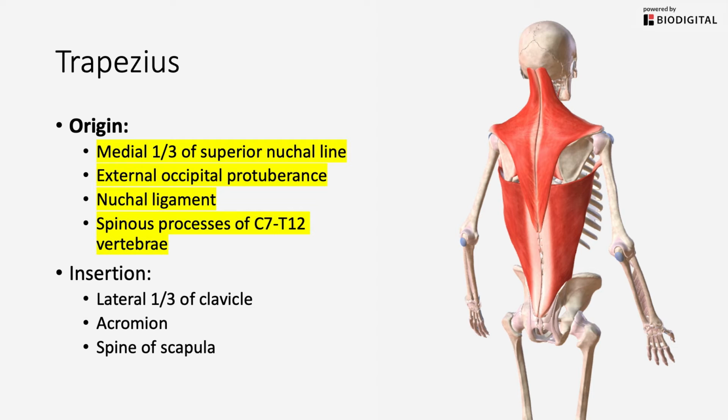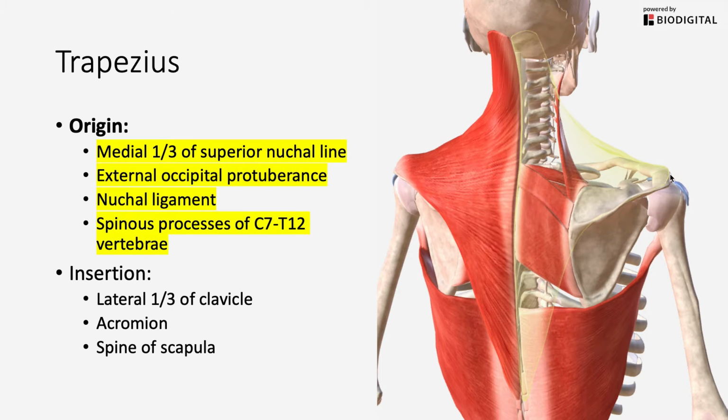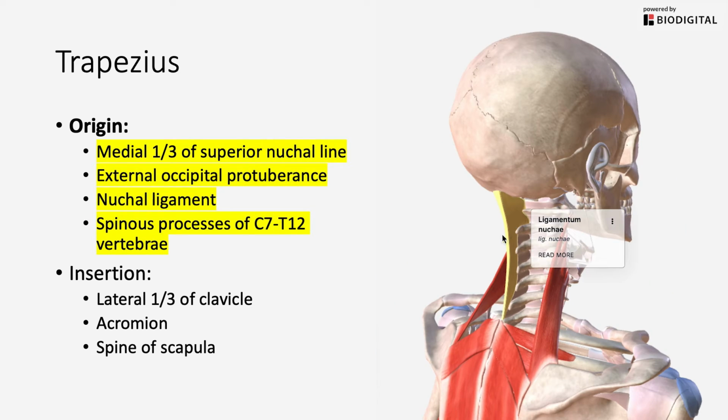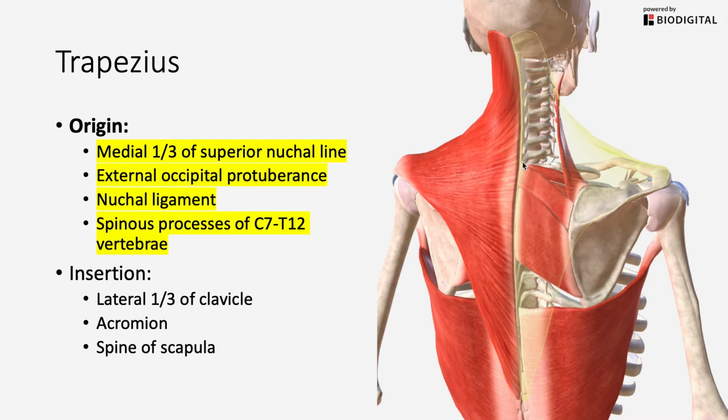So getting started with the trapezius. The origin of your trapezius starts on the medial third of your superior nuchal line and your external occipital protuberance on the base of your skull. Then it goes down your nuchal ligament, the ligament down your cervical spine, and attaches to the spinous processes of C7 to T12 vertebrae, all the way down at the bottom of your thoracic spine.